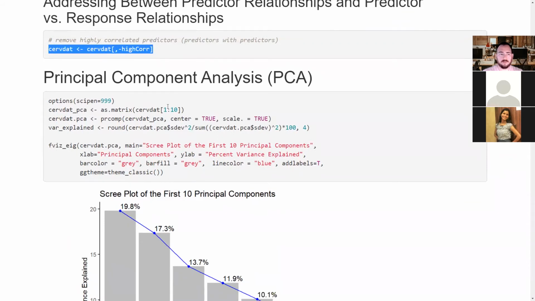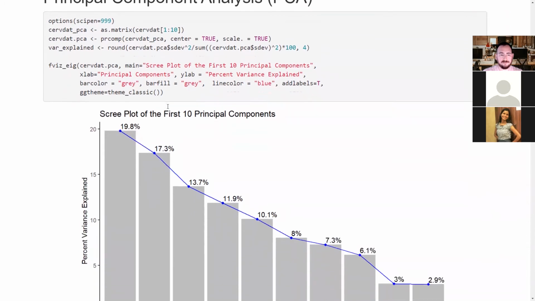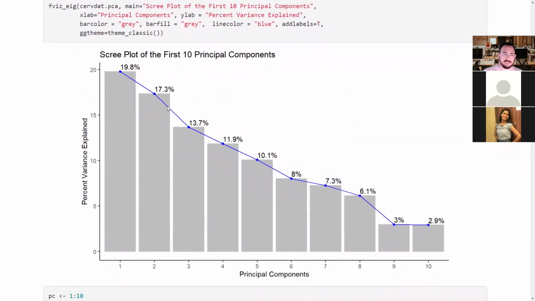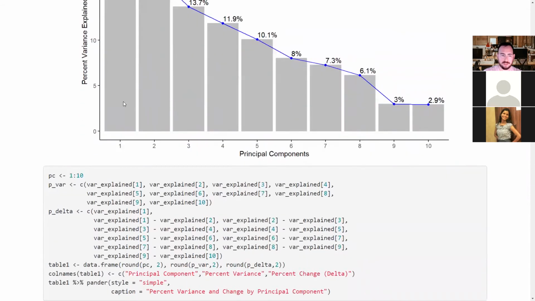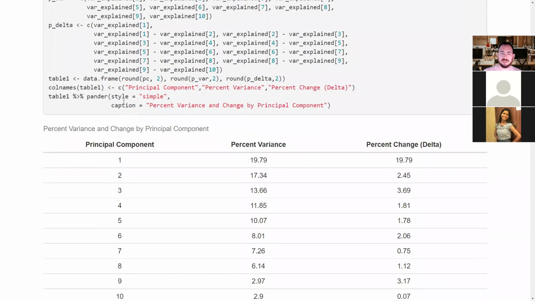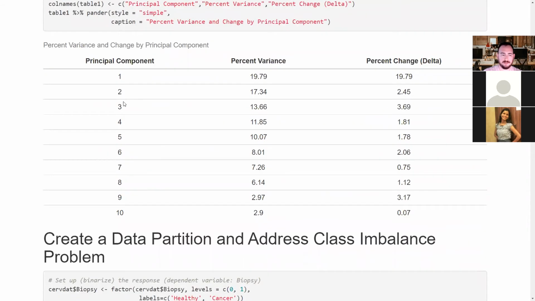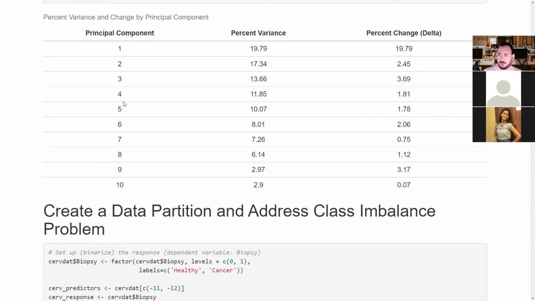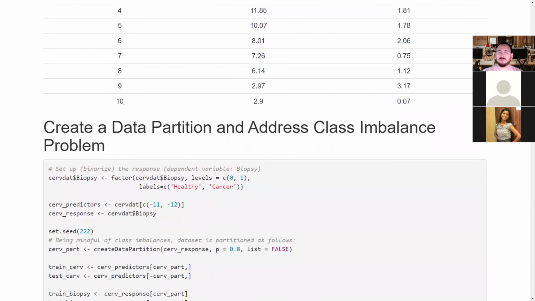Moving on to the next step, we examine principal components with PCA by identifying that 19.8% of the variability in the data is explained by this first principal component. We can see that in this discrete plot of the first 10 principal components, as well as the ensuing table, which highlights the same. From here, we finally get to creating a data partition of our data set because it's important for us to see what is done to the unseen data.